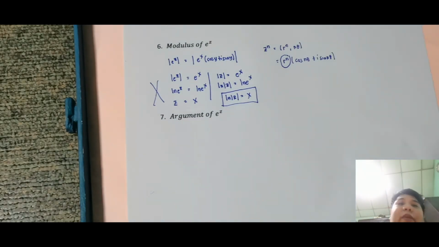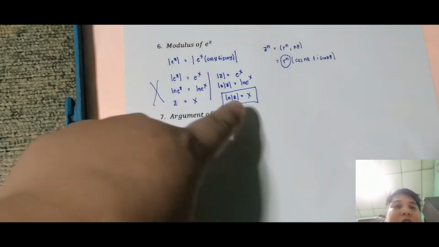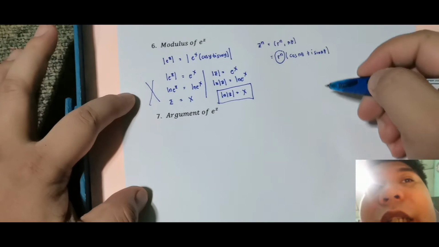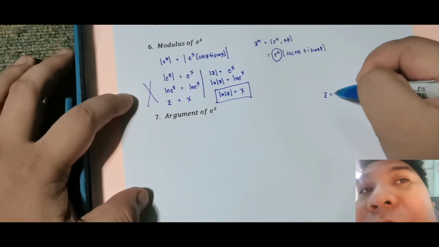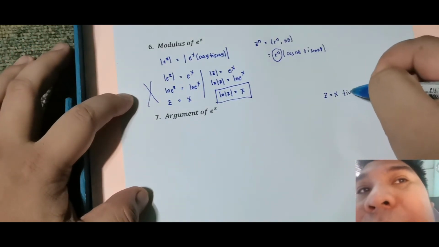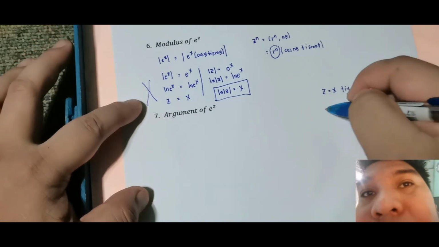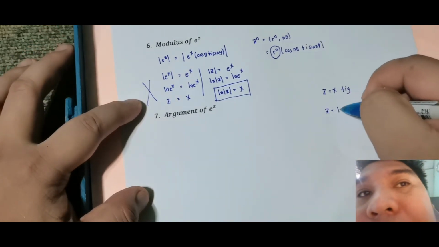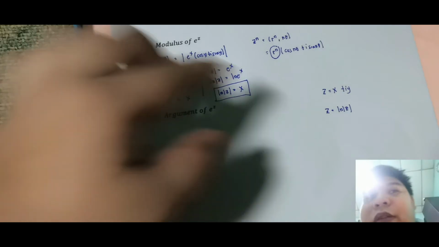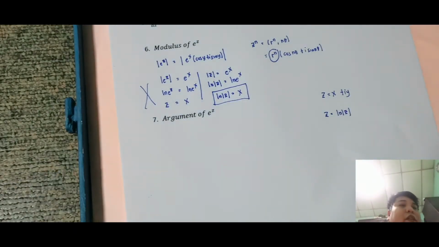Okay, next is about argument of e raised to z. Paano ba yung argument? I-represent natin dito ang modulus as x. Tignan na, ang complex number kasi, z is equal to x plus iy. So, kung napapansin mo, yung z natin, napo-form ko na meron siyang ln of modulus pag yung x pinalit ko doon. Ngayon, kulang na lang si y. Si y naman, si argument of e raised to z.